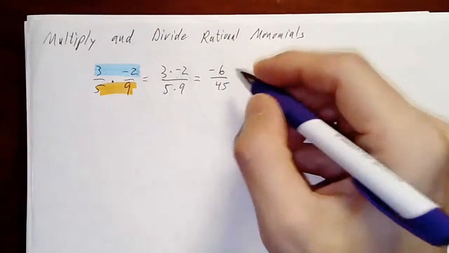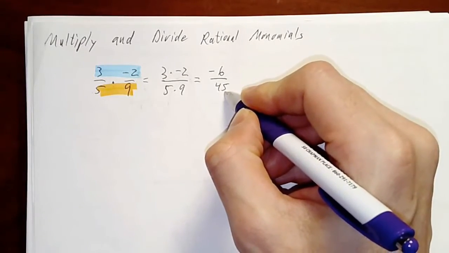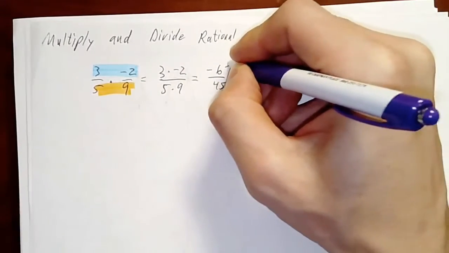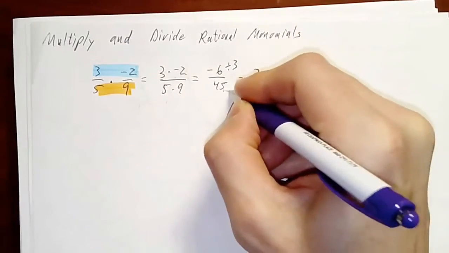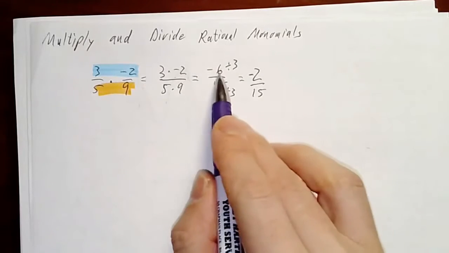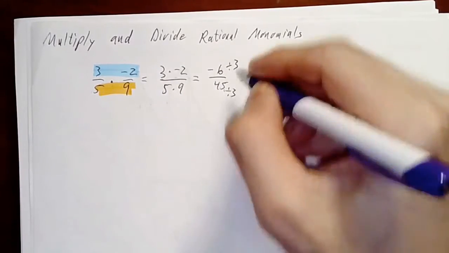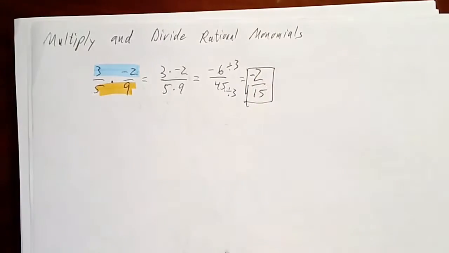So looking at this right here, I recognize that both 6 and 45 are not divisible by 2, but they are divisible by 3. So 6 divided by 3 is 2. 45 divided by 3 is 15. Sorry, -2. -6 divided by 3 is -2. 45 divided by 3 is 15. And my final answer is -2/15.